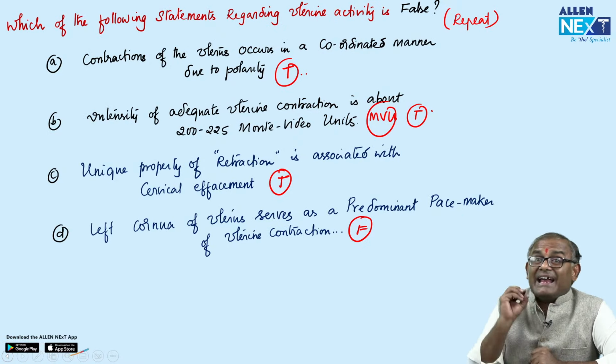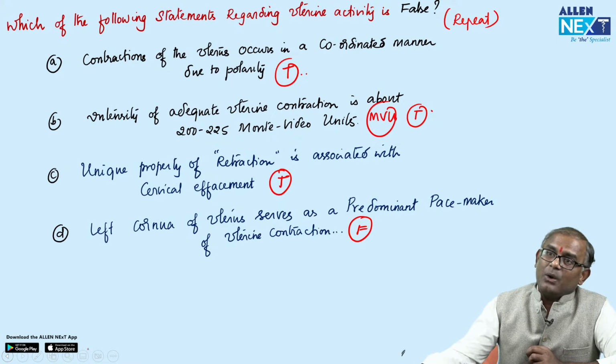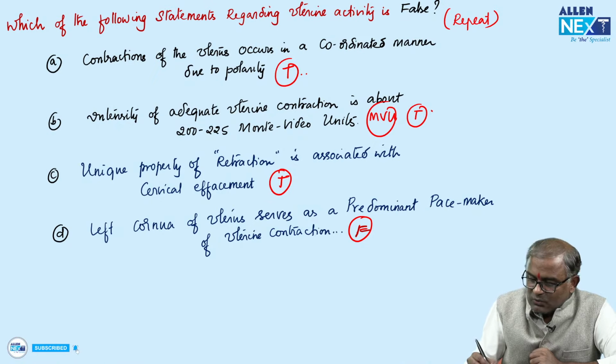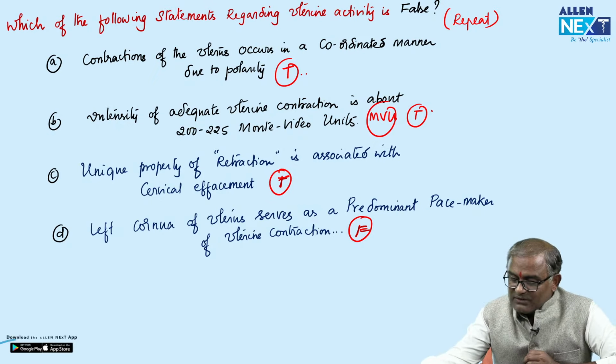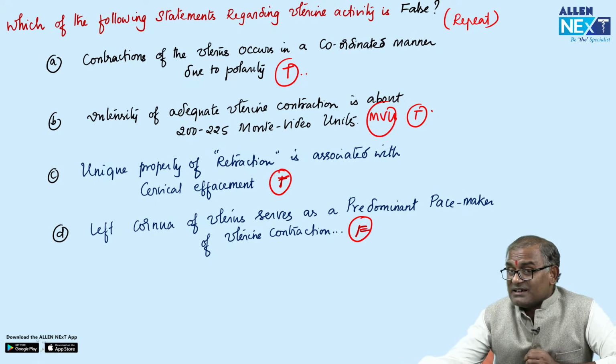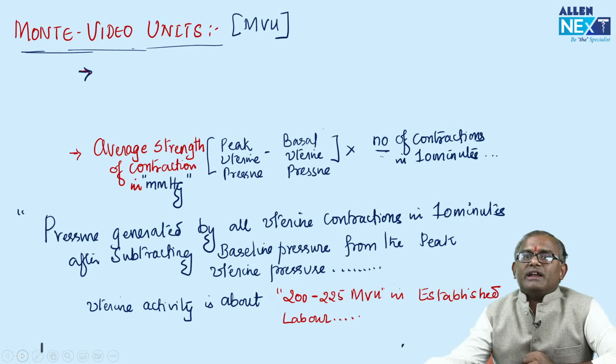So what is the answer for this question, dear doctors? Yes, it is the right cornua which serves as a predominant pacemaker compared to the left cornua. This is a false statement. And you all know, due to retraction, cervical effacement will be there. And what is the intensity of uterine contraction? It is measured in Montevideo units. How much it is? 200 to 225 Montevideo units.